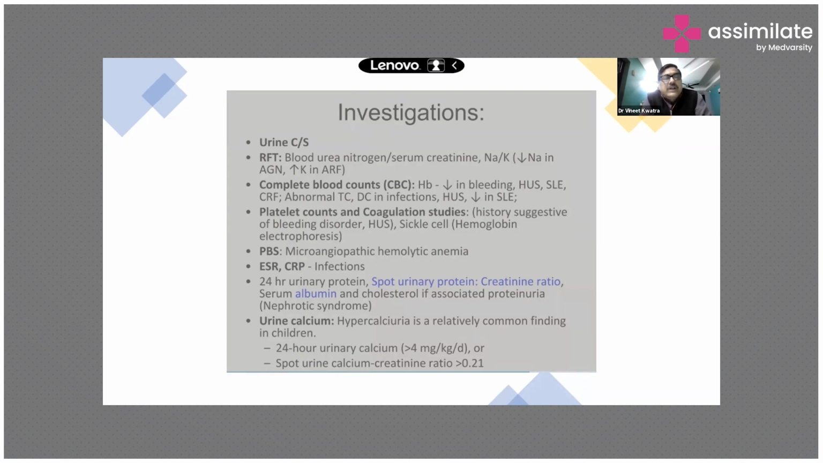So 24-hour urine protein, spot urine protein versus creatinine ratio, serum albumin and cholesterol ratio, if heavy proteinuria is there, to rule out nephrotic syndrome. Urinary calcium is very important in cases of hypercalciuria. If you find that the 24-hour urinary calcium level is more than 4 milligram per kilogram per day, or if you do a spot urine calcium creatinine ratio and it is more than 0.21, then you can think about hypercalciuria, right?